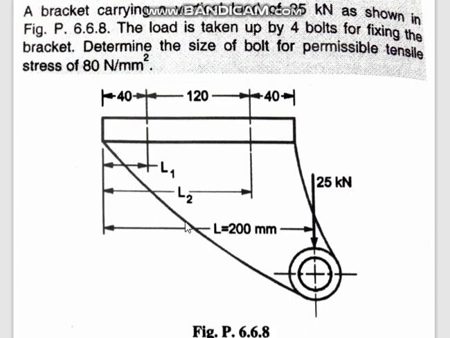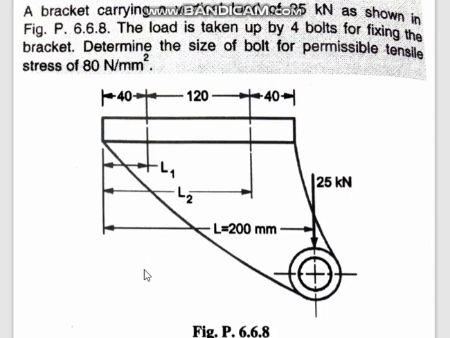Okay. Now what are they asking? Determine the size of the bolt. What is the diameter of the bolts that are here and here? Now, because it is tilting, these bolts nearer to the edge will experience lesser load, whereas away from the tilting edge, these bolts will experience more load. So now you have to design here. In this case, the primary stress also is tensile and the secondary stress also is tensile.